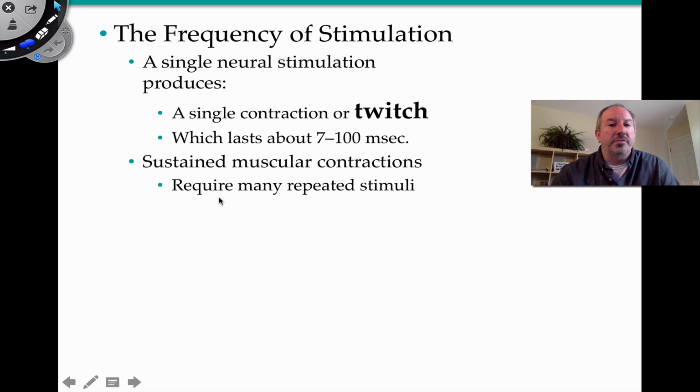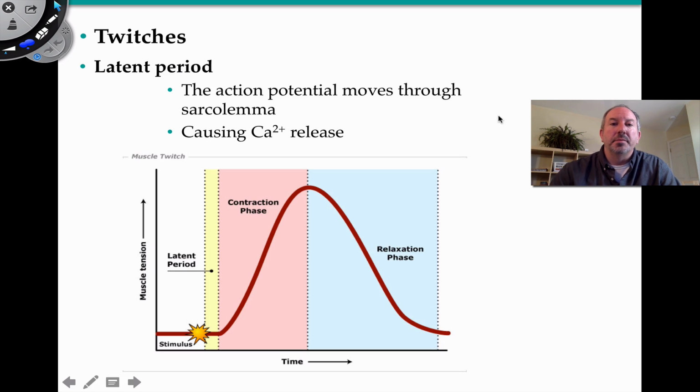Now, to have sustained muscle contraction, if you're running, for example, it's going to require repeated stimuli or multiple twitches. But let me show you this diagram here of a twitch. I'm talking about a contraction, but it's not just a contraction. There are 3 phases, or 3 periods, to a twitch, which is an increase in muscle tension over time. That's what this is. And so there's a latent period because it takes a little time for the action potential to move through the membrane or sarcolemma of the muscle fiber, releasing the calcium from the sarcoplasmic reticulum. So there's a little bit of a lag period right in here in the beginning.